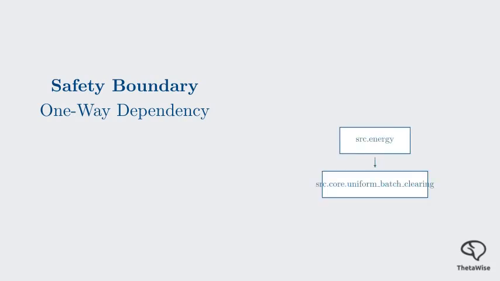Security is a paramount concern in decentralized systems, and Zeno-Energy handles this through a strict safety boundary. The energy module is kept entirely outside the consensus-critical trusted computing base. This is enforced by a one-way dependency. Specifically, source energy points to the uniform batch clearing core. The core code does not depend on the energy model.